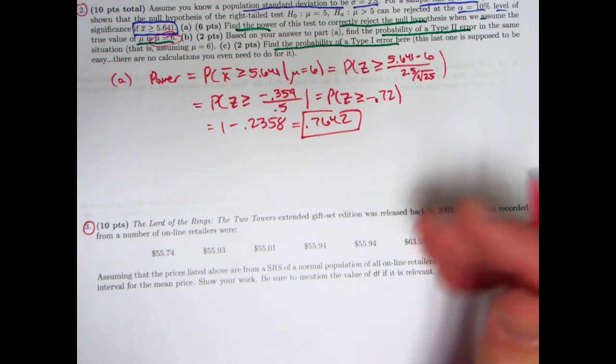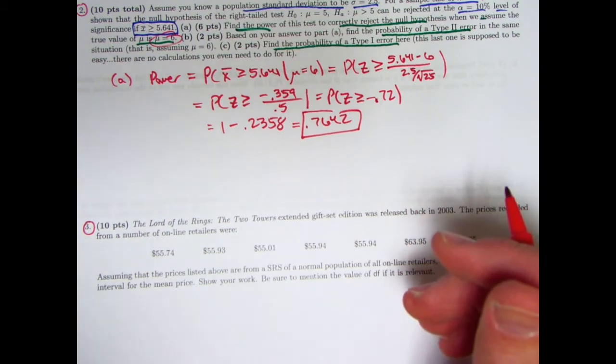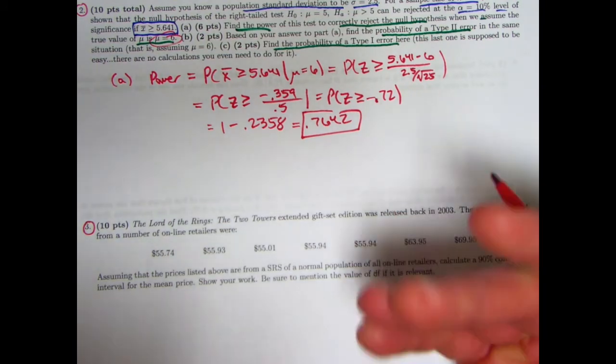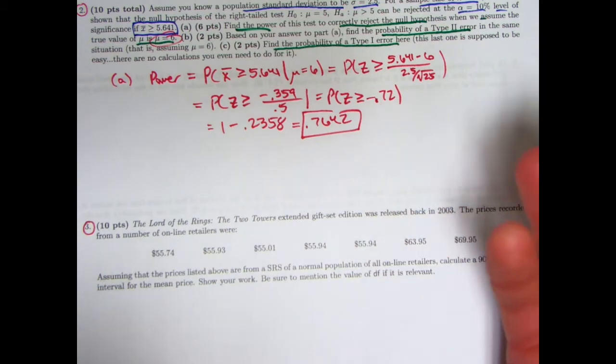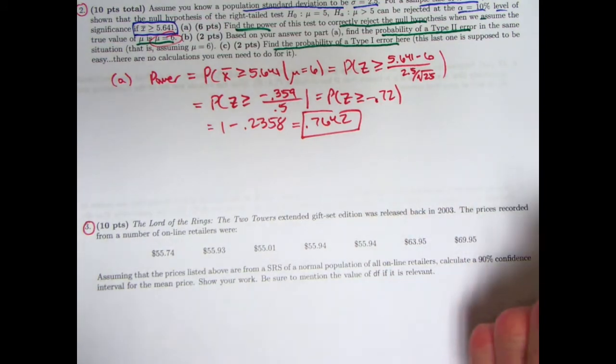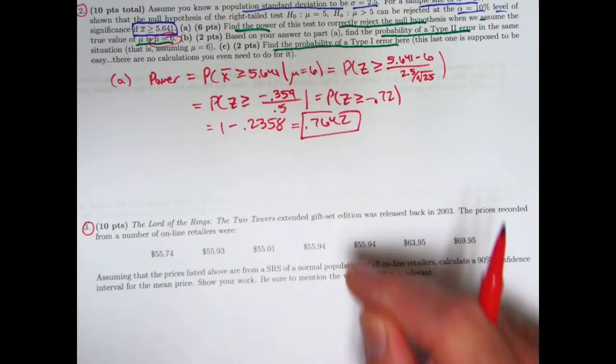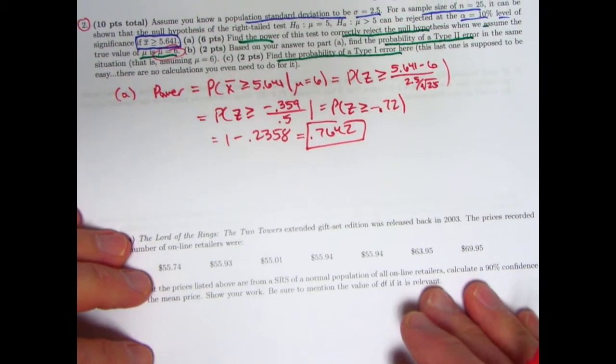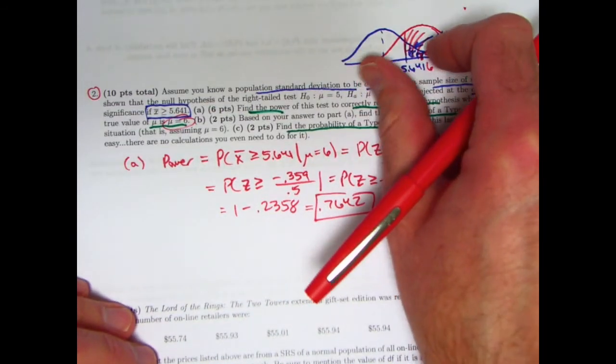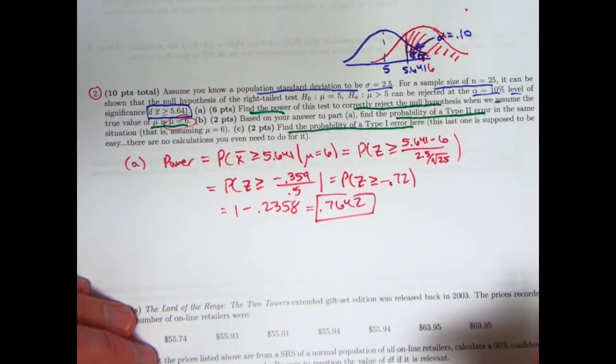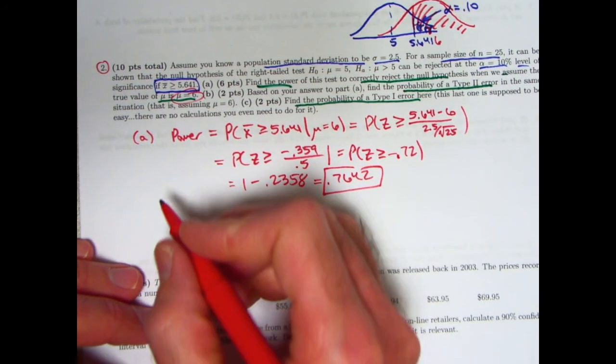A typical kind of standard power that people like is 80% or higher. This is pretty close. But in real life, if you wanted to get it to more than 80%, you'd want to increase the sample size. If detecting the value of 6 was truly important to you, increase the sample size. It'll make the sampling distributions skinnier and will make the power higher here.